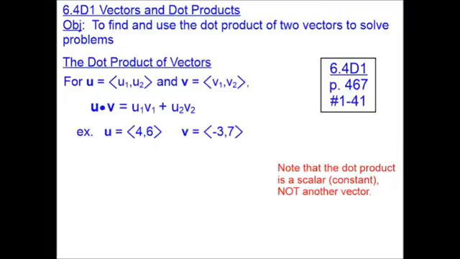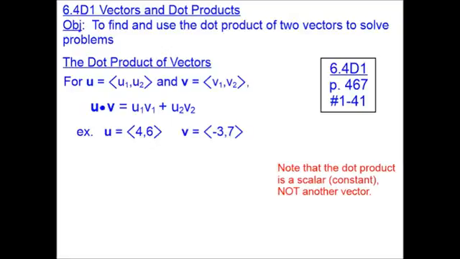We're moving on to 6.4 day 1. We're talking vectors and dot products. We just became masters of vectors, and now we're going to introduce something called a dot product. The dot product is going to allow us to do some other things that we formerly couldn't do, and it's going to make some of the things we did before a little bit easier.